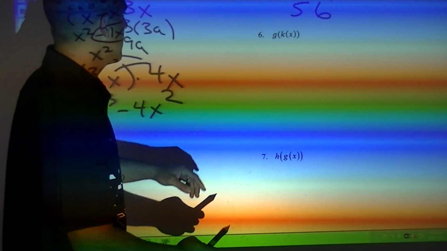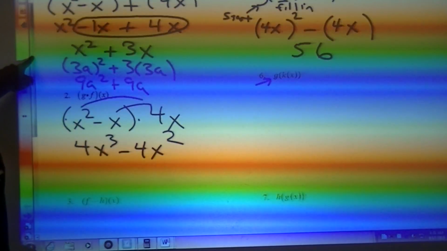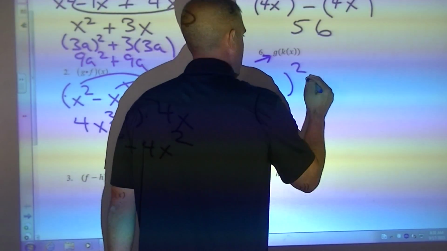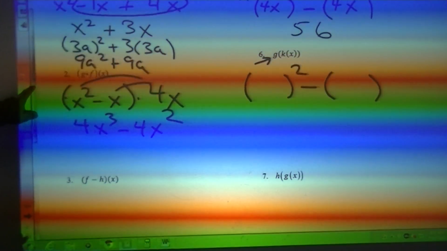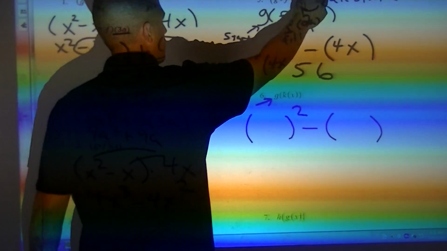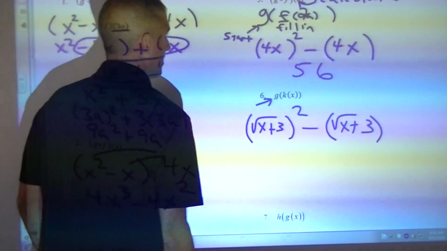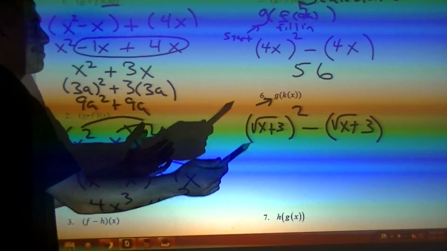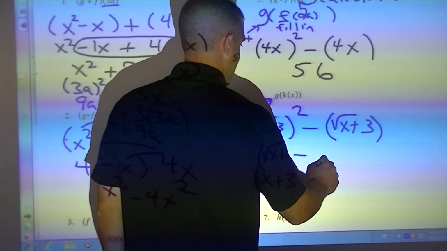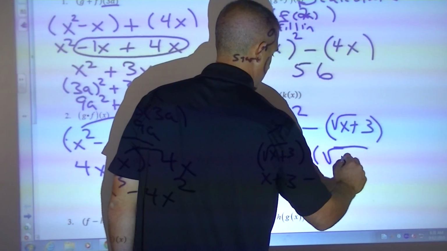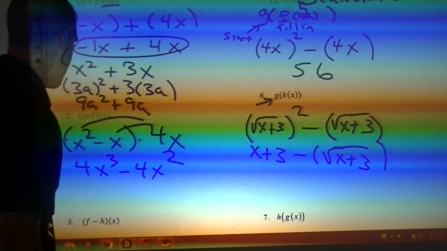G of k of x, so I'm going to start with G. The G function here is x squared minus x. So once again, I'm going to put a set of parentheses here where x was. Now, I'm going to fill in the k function. What's my k function? Square root of x plus 3 for each one. Now, the difference here is there's just an x, so I'm going to perform the operations. Squaring a square root gets rid of that, and this is just going to be left as this. I cannot combine these because that's underneath there.